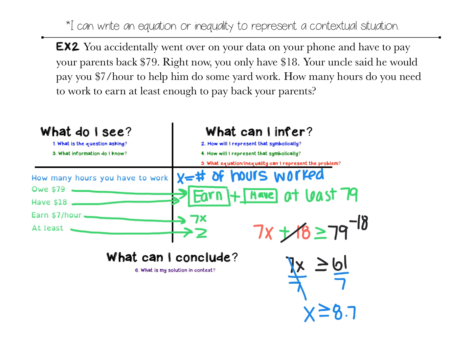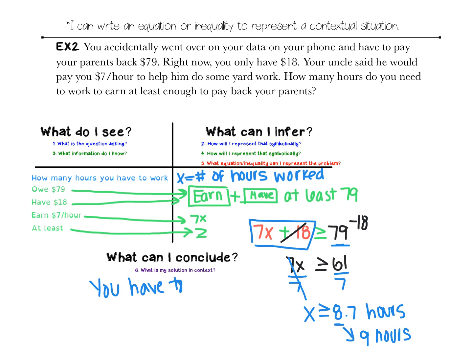Alright, so when I think about this, it is 8.7 hours. So I am not going to get paid for 0.7 hours. So in order for what I earn and have to be greater than or equal to 79, if I said 8, it's not going to be quite 79. So I need to round up to 9 hours because I can't work 0.7 of an hour and get paid. So what is my solution in context? You have to work at least 9 hours to pay them back.